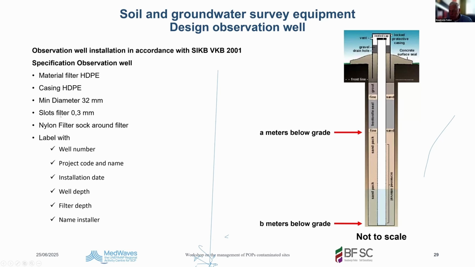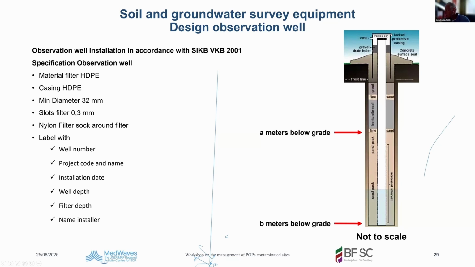The slots of the filter are 0.3 millimeters. The nylon socks around the filter let sediments go in. Here there is a label: project number, project code, date of installation, well depth, filter depth, and the name of the installer. And this is how it looks.